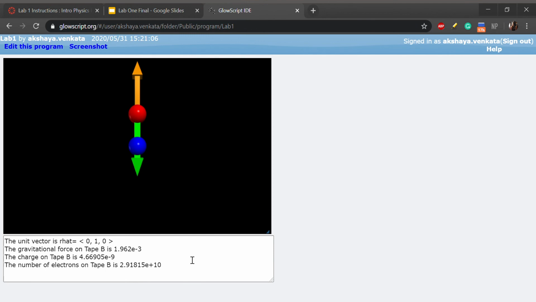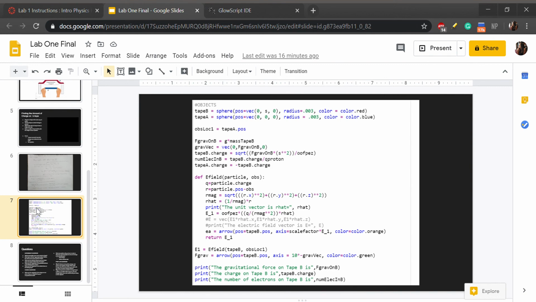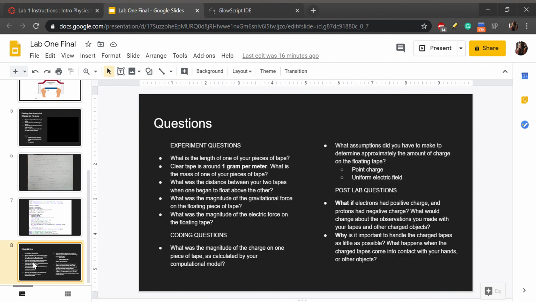The gravitational force is 1.96 times 10 to the negative 3rd. The charge on tape B is 4.66 times 10 to the negative 9th. And the number of electrons on tape B is 2.91 times 10 to the 10th. So again, they agreed with my manually calculated values. So if we go back to this presentation, there are a few questions I haven't hit on. I covered all the experiment questions and the first coding question.